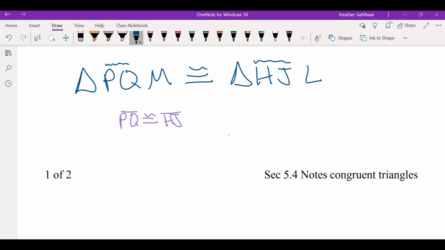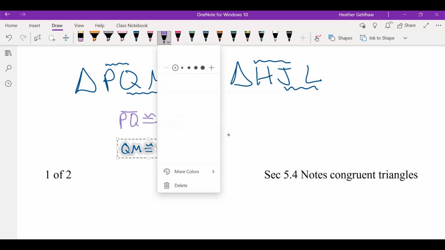Now I want you to see, okay, now QM and JL. So literally based on how these are written, that is how you get your congruent statements. So then we'll also have QM is going to be congruent to JL. And then next we have, and I actually want to make that purple, just like this last one.